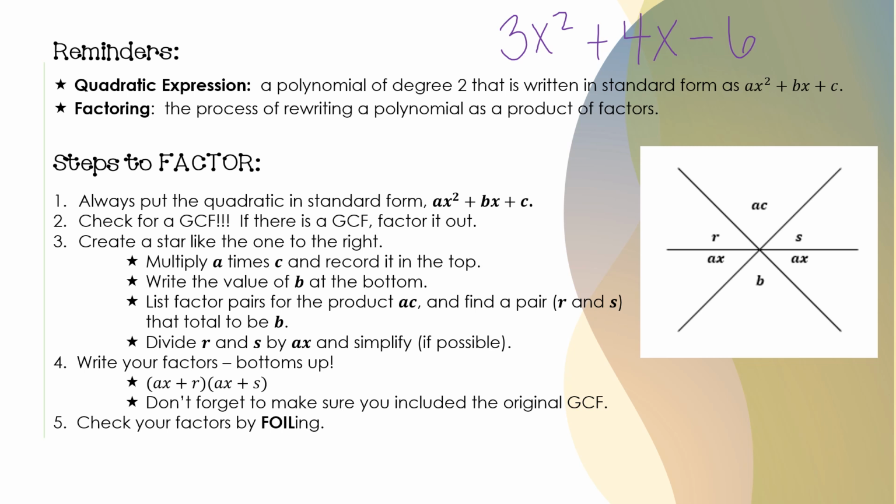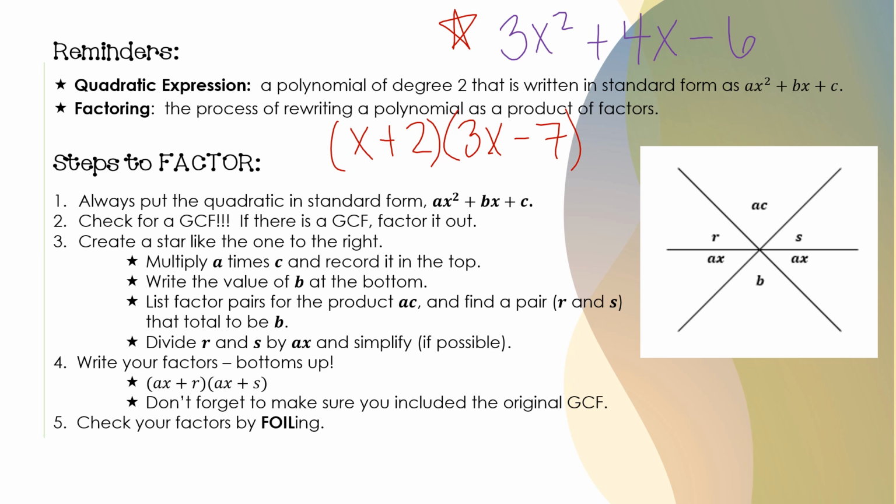Factoring is the process of rewriting a polynomial as a product of factors. So we have already seen what factored form looks like. That's going to be when we have two sets of parentheses most of the time, and it might look something like this. Okay, so what we're going to be doing today is taking an expression that is in standard form, which is this, and changing it into factored form.